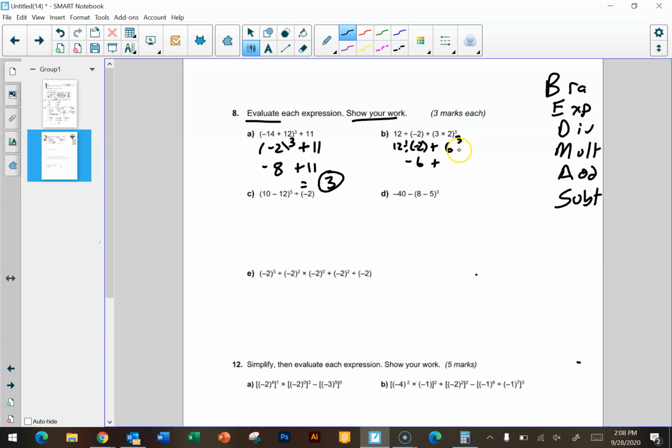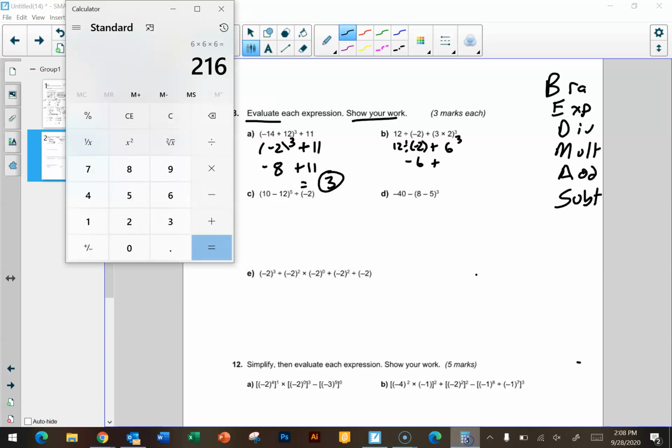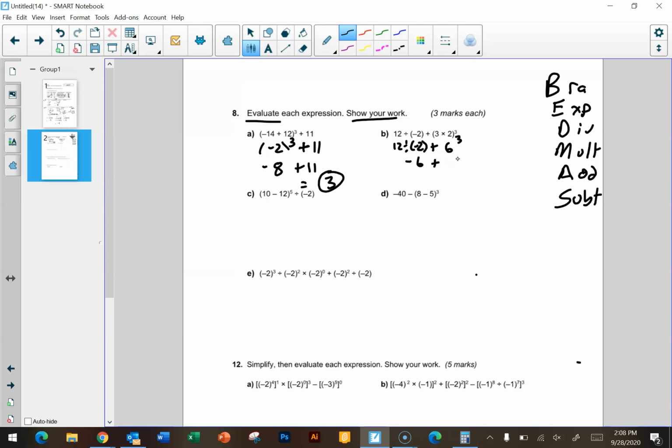6 to the power of 3 is, I think it's 216, but I have to check that on the calculator. Yeah, 216. Okay, so great. So this is 216. -6 plus +216. Final answer is 210. You can hear my dog howling in the background.